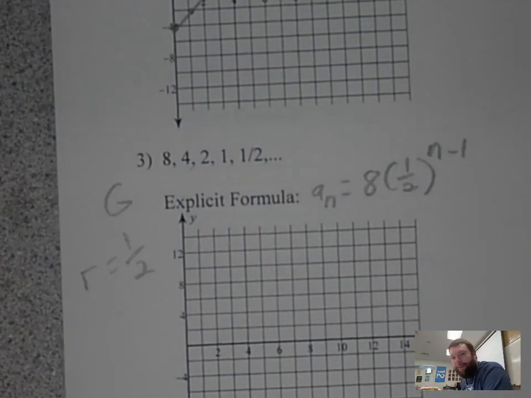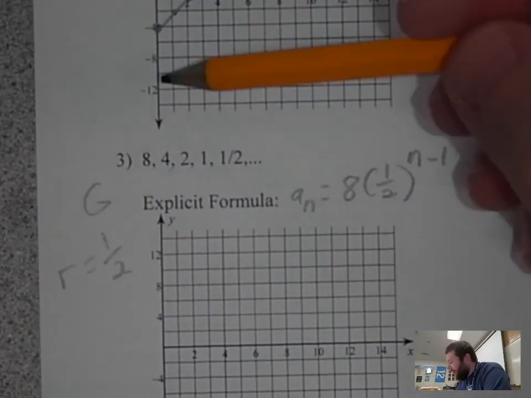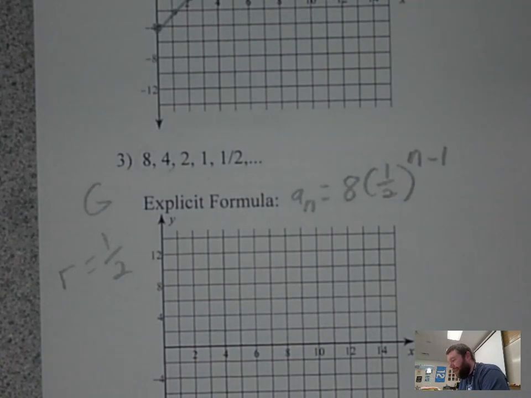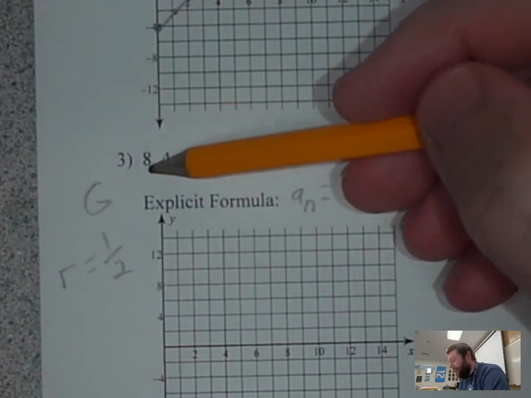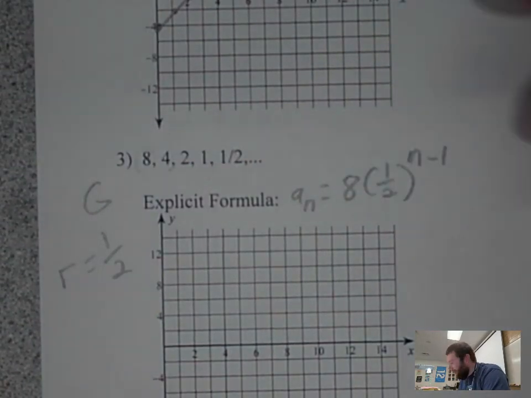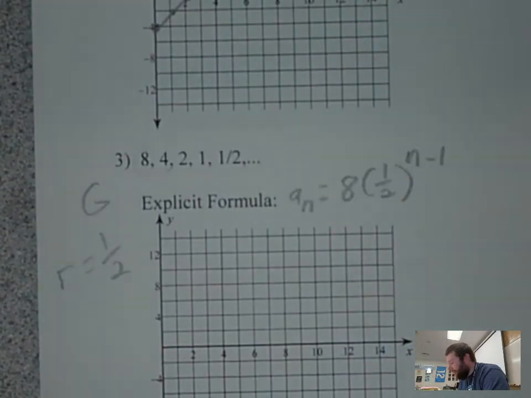And then to graph it, it's a little bit different than the arithmetic. You would actually start at the y-axis at 0, or at the first term. Or am I doing that right?